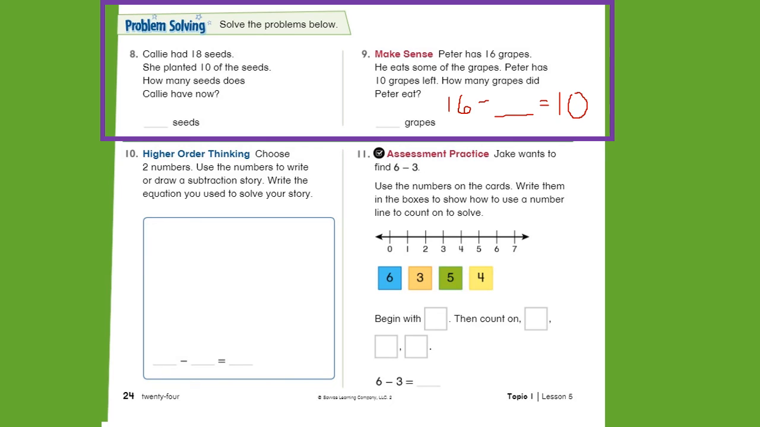And finally, number 11, assessment practice. Jake wants to find 6 minus 3. Use the numbers on the cards. Write them in the boxes to show how to use a number line to count on to solve. Oh, okay, you're going to have to think carefully about that.